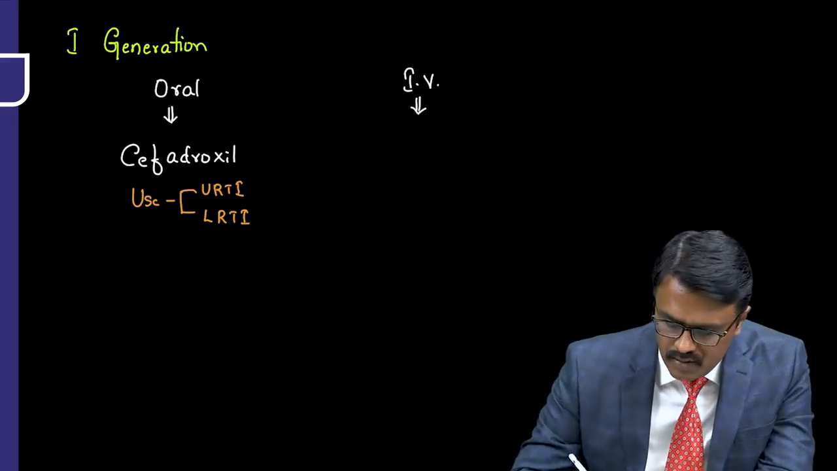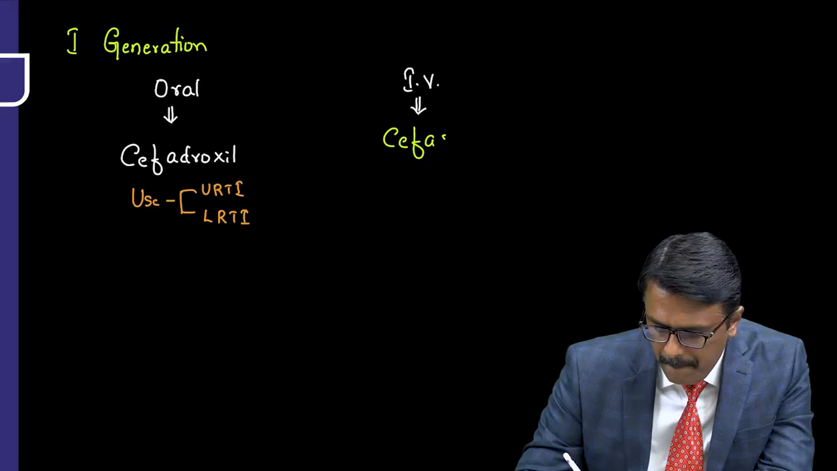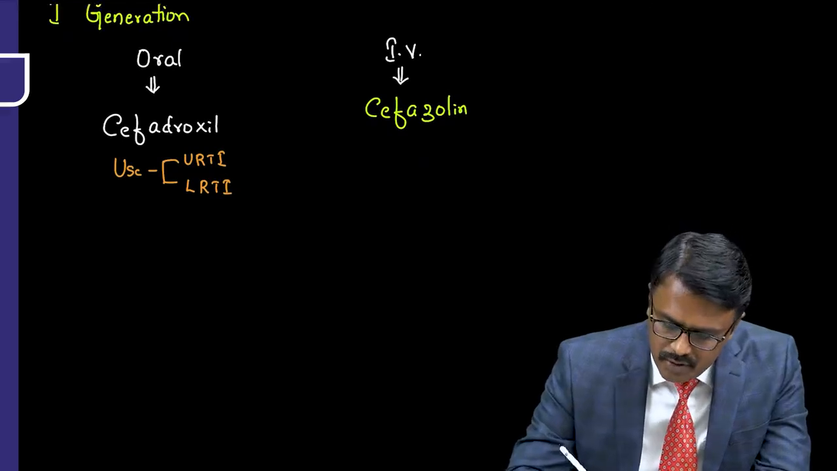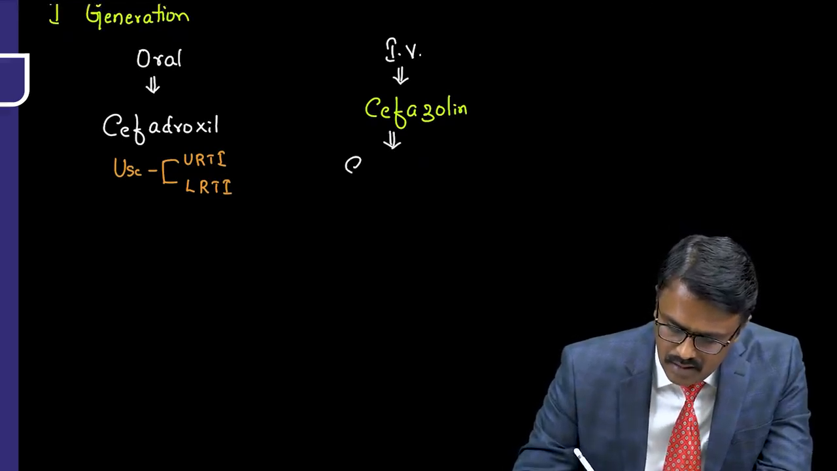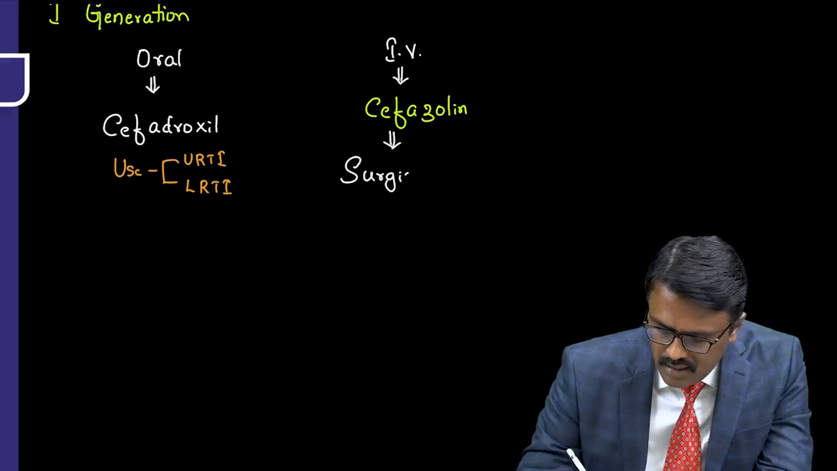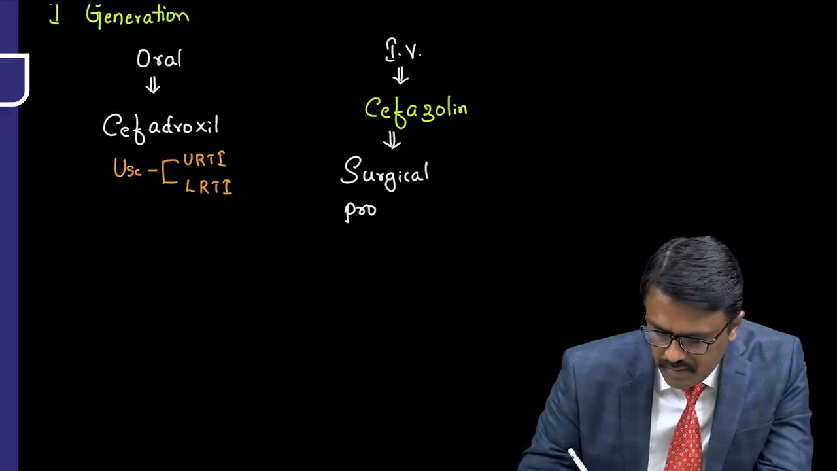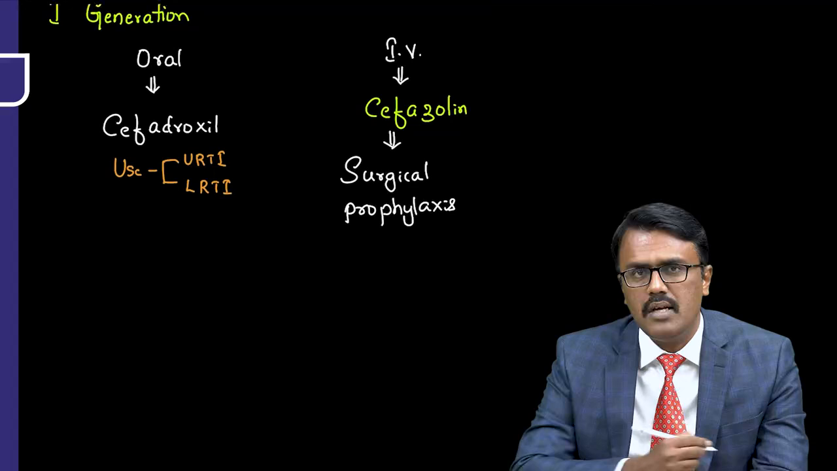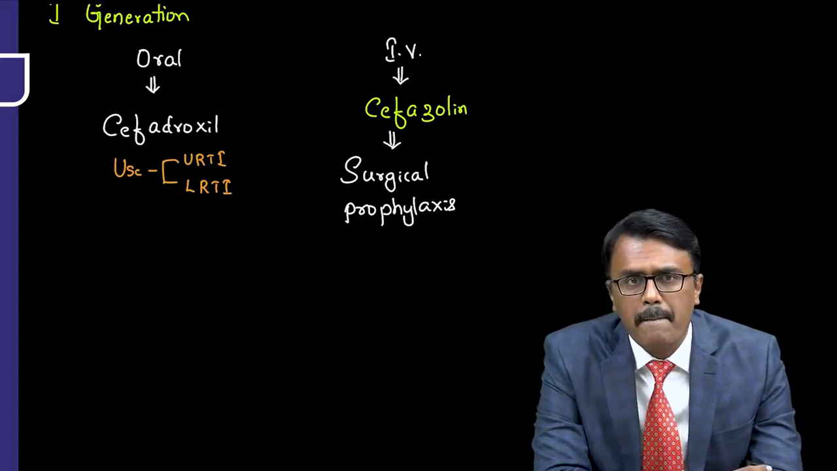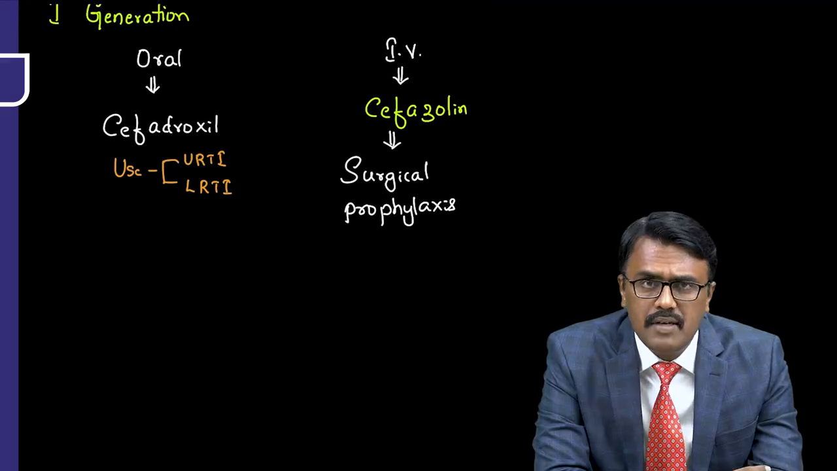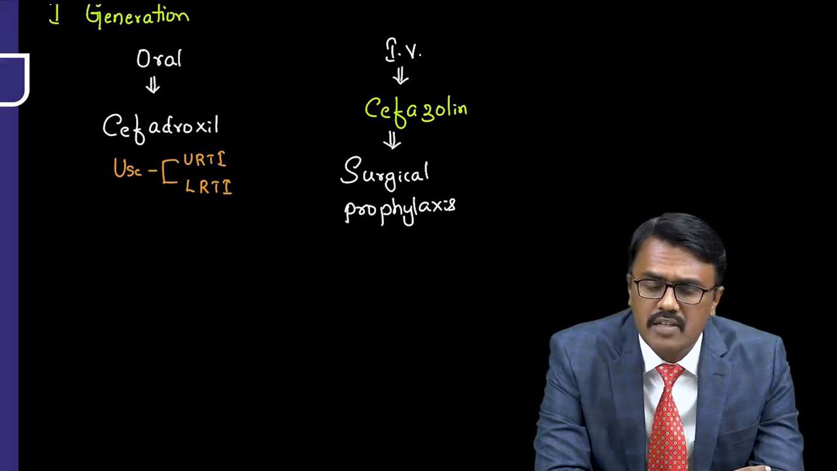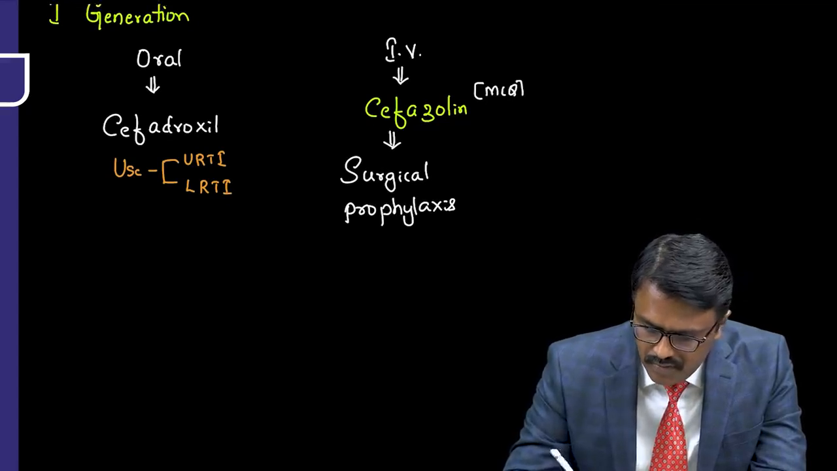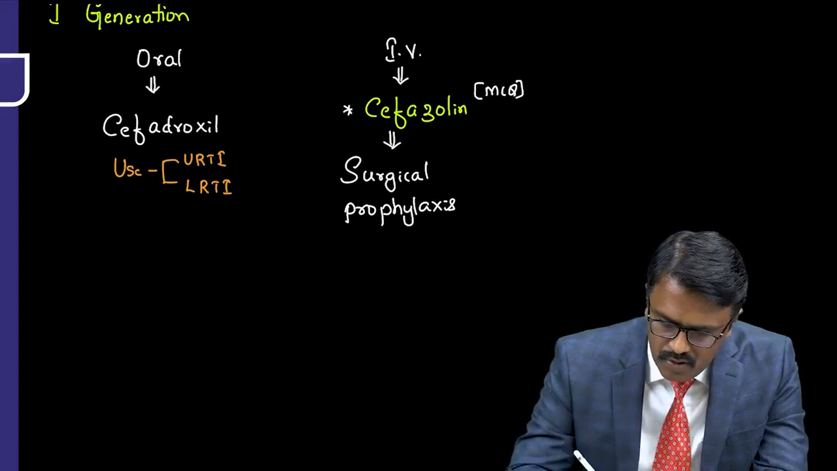The IV drug is called cefazolin. Now this is very, very important. You have to mark it: cefazolin is the drug of choice for surgical prophylaxis. What do you mean by surgical prophylaxis? Before the surgery, we give this drug. Why? Because if there is a chance of infection during surgery, it can prevent that. That's why it is called prophylaxis. Mark this MCQ. So that is cefazolin for you.